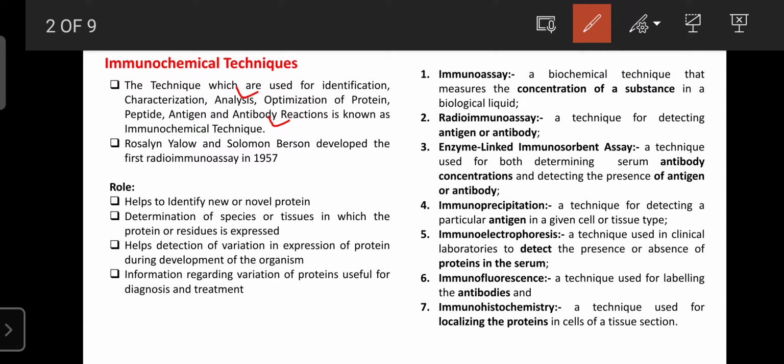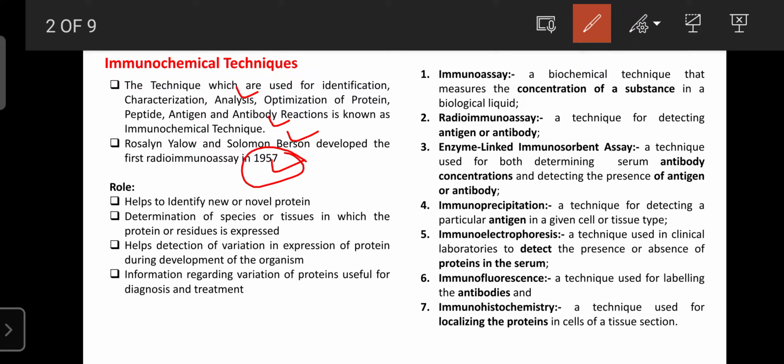This technique was first developed in the year 1957 by the scientists Rosalind Yalow and Solomon Berson. These are the two scientists who developed the first radioimmunoassay in 1957, and it still continues. It has huge scope in the diagnosis of disease, and it is also helpful to know the outcome of therapy.